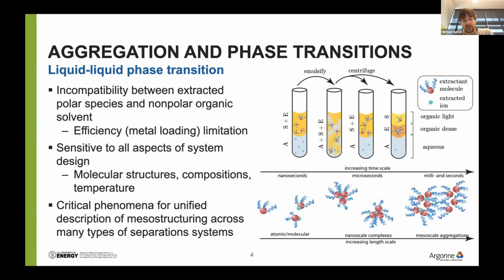And so things like the molecular structures of all the species, including the solvent and the extractant, as well as the compositions of all the components in the aqueous and organic phase, and then thermodynamic properties like temperature all affect this phase transition. And so in order to broadly understand the aggregation phenomena that we see in these systems and the phase transition in general, in this project we're talking about using the theory of critical phenomena to give us a unified description that applies across many different types of separation systems, and give us a way of understanding this phase transition.